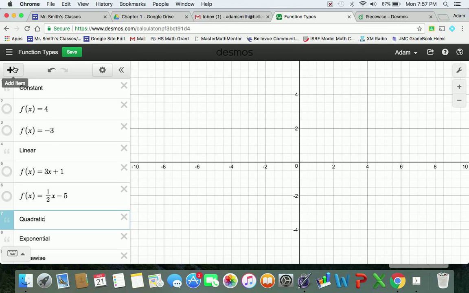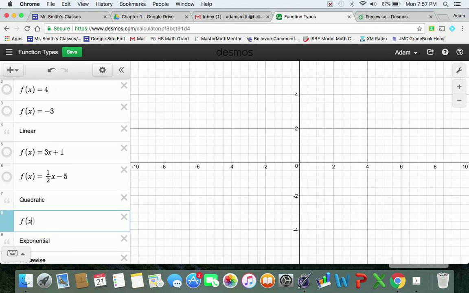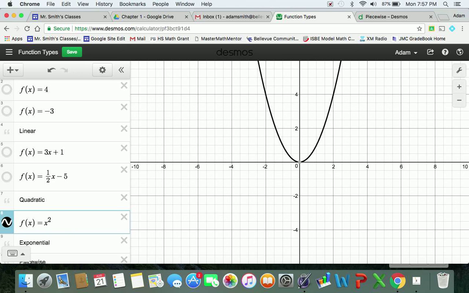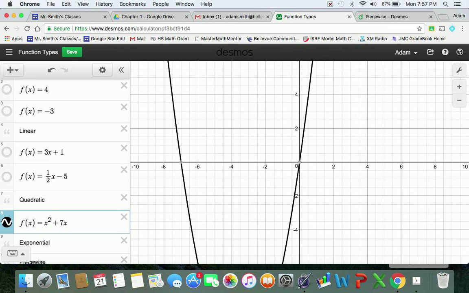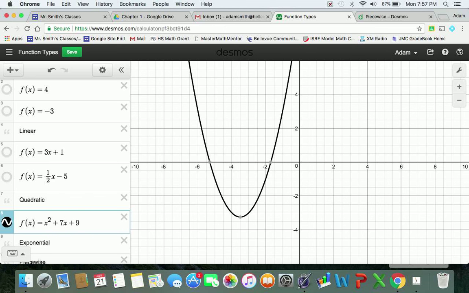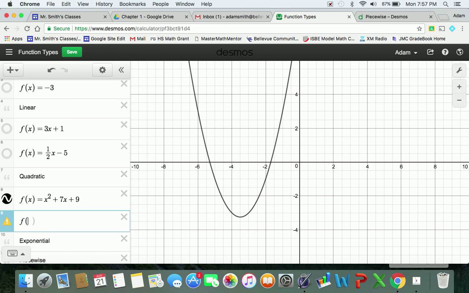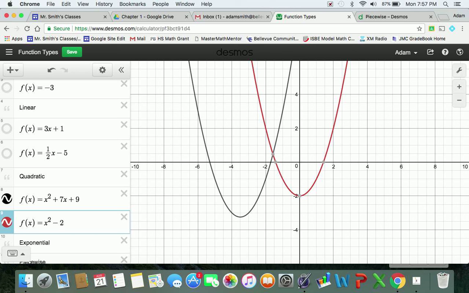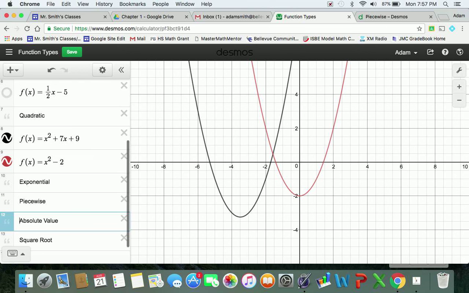How about a quadratic? In a quadratic function, we always have that x squared piece. And you can see right away there's your parabola, the shape that a quadratic takes. And I can add some unique things here to this. There's a quadratic right there. Or we can go as simple as, say, f of x equals x squared minus 2. Okay, both of those are quadratic. They have that x squared piece, and they're going to make a parabolic shape.